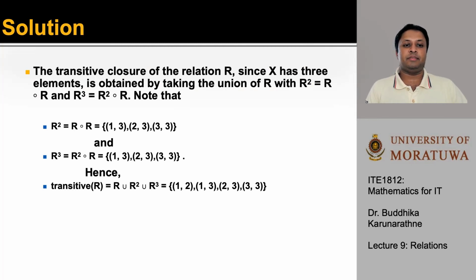Noting that R to the power 2, that is R dot R, is {(1,3), (2,3), (3,3)}, and R to the power 3, that is R to the power 2 dot R, is {(1,3), (2,3), (3,3)}. Hence, you get the transitive closure by taking the union of all three relations, R, R to the power 2, and R to the power 3. So this is how you get the transitive closure of a relation.